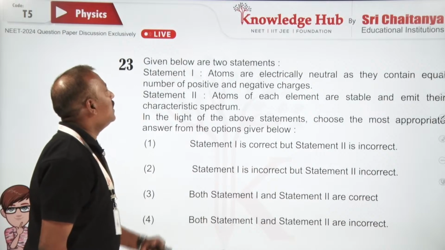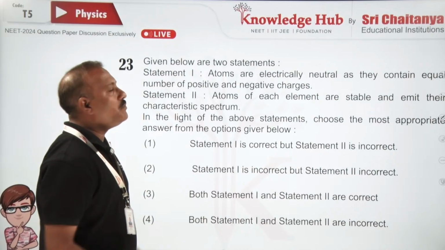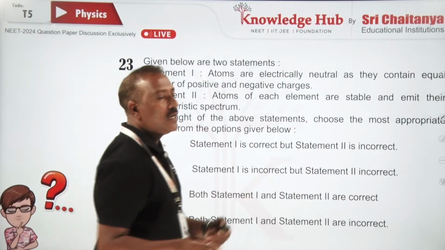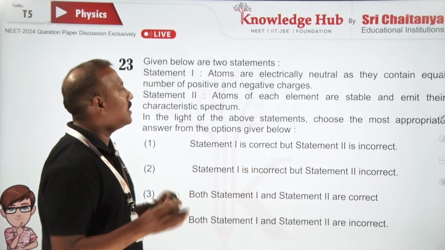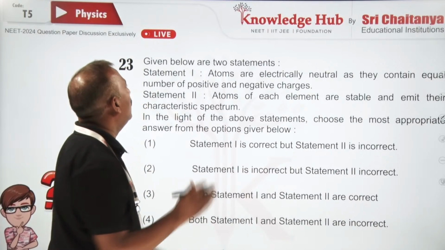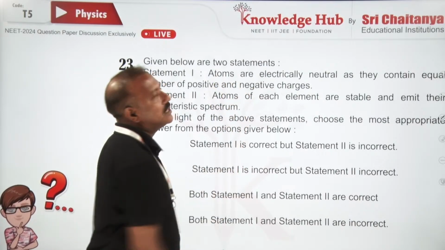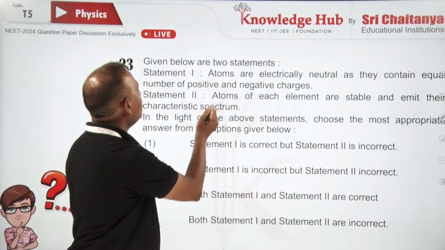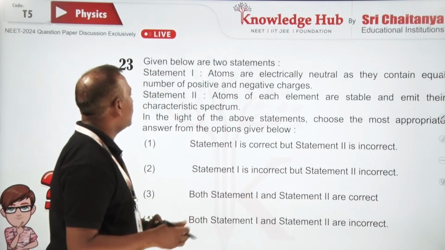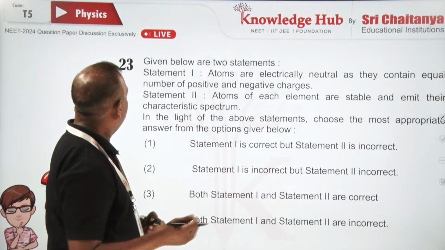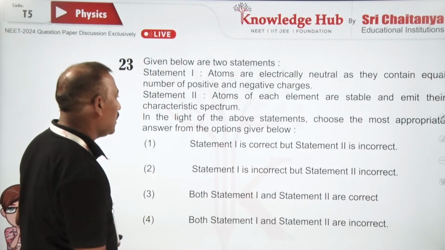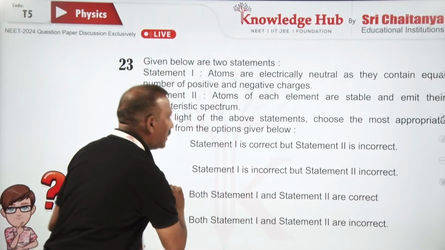Next, 23rd one, there are two statements given. Atoms are electrically neutral as they contain equal number of positive and negative charges. The number of protons and number of electrons are always equal for any atom. Therefore, positive and negative charges are equal and it is neutral. And the second statement is atoms of each element are stable and emit their characteristic spectrum. Yes. Now, which of the following statements are correct? Both are correct here.